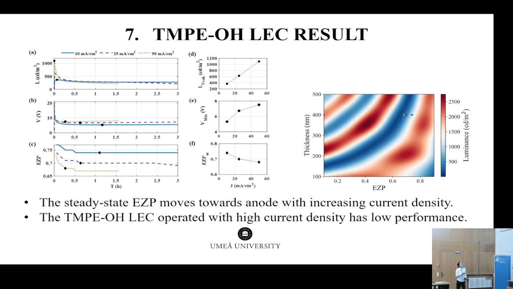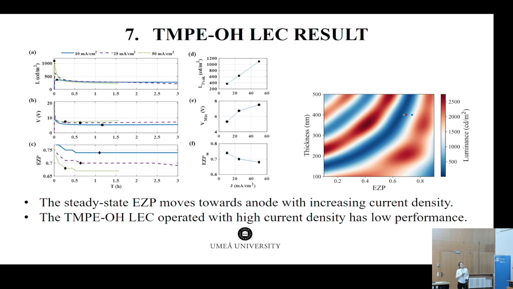Now I show my measurement data. First, we look through this TMPE-OH LEC result. Figures A, B, C plot the forward luminance, voltage, and emission zone position. In figure D, I chose the peak luminance, and figure E is the minimal voltage. Figure F, I plot the steady state emission zone potential. In the project, we define the steady state as where the voltage is at a minimum, like these three positions.